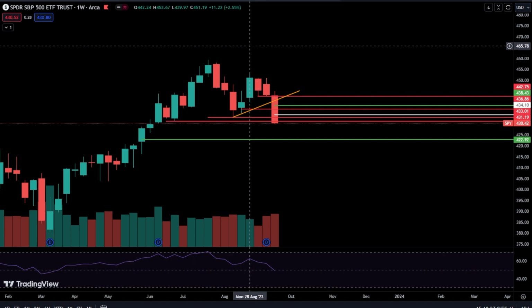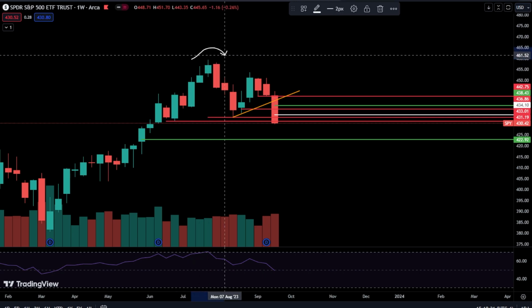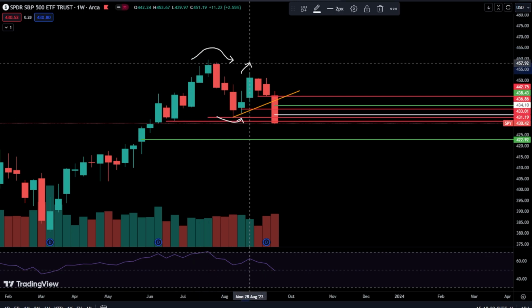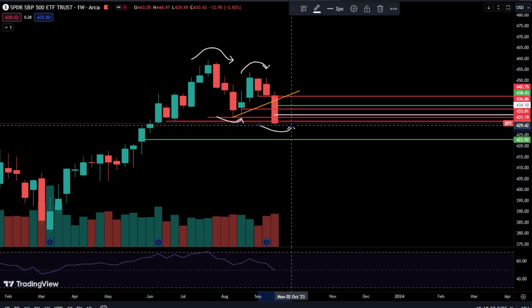What's going on, guys? We have a downtrend that has now started on the weekly time frame. You got a high, you have a low, you have another high, which is a lower high, and then you have a lower low. What does that put us in? A downtrend here on the weekly time frame.